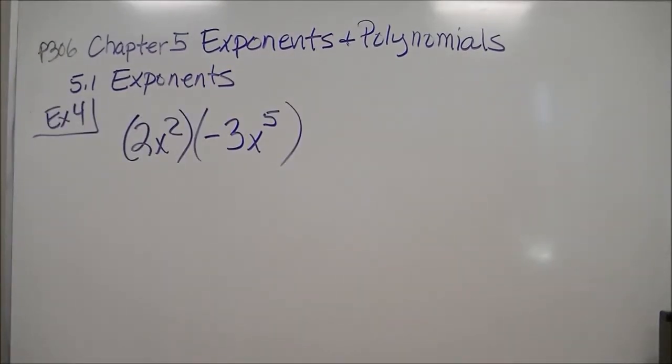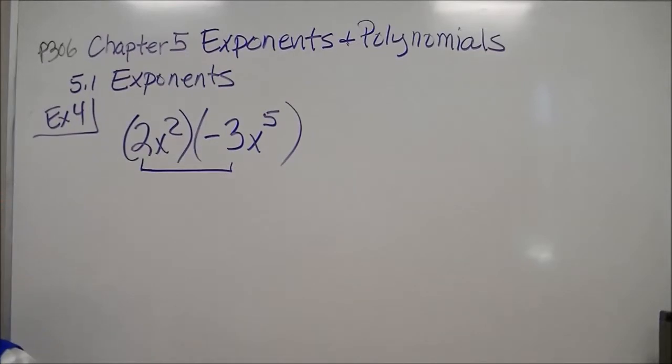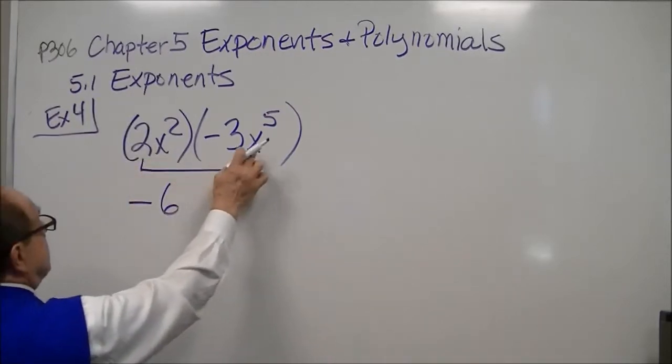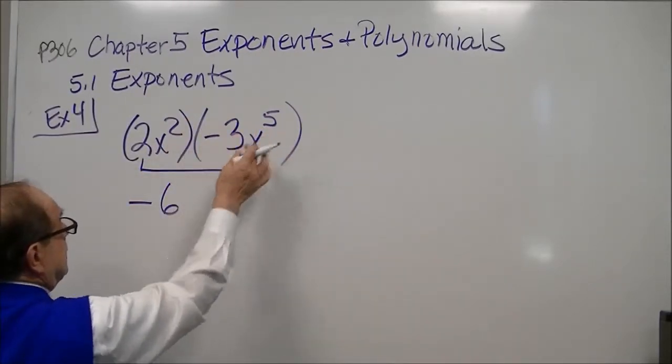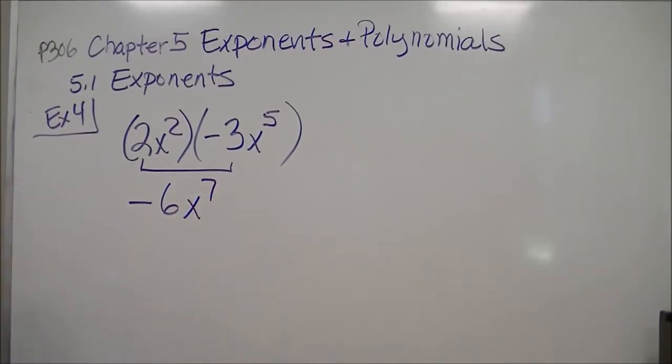So they're taking us step by step. In example 4, we're going to multiply the 2 times a negative 3. That's going to give us a negative 6. Then x to the second times x to the 5th, we're going to add exponents, x to the 7th.